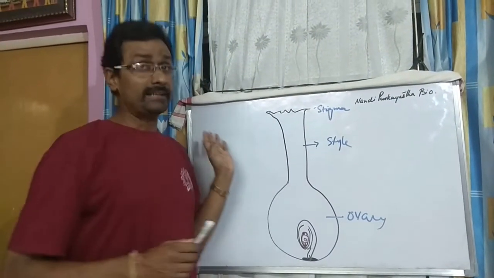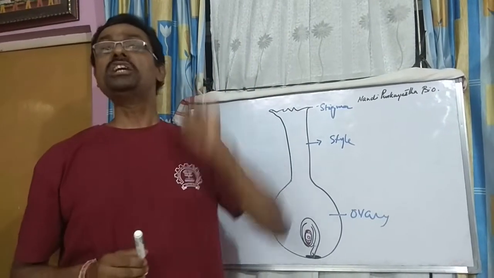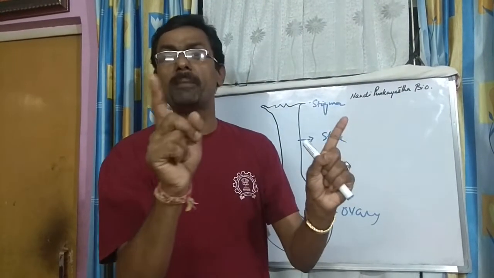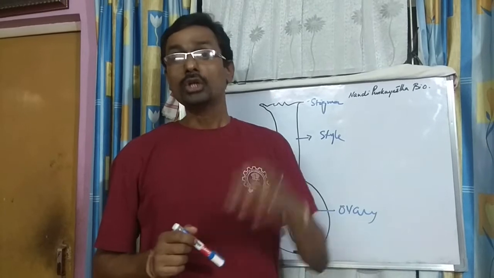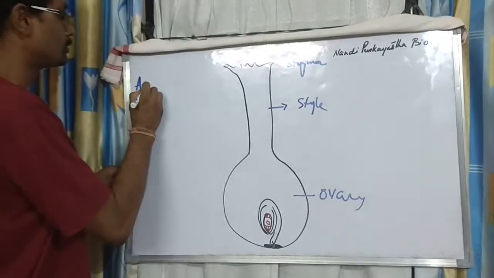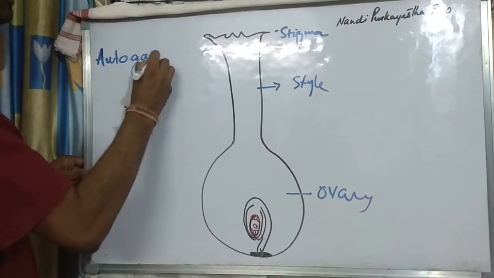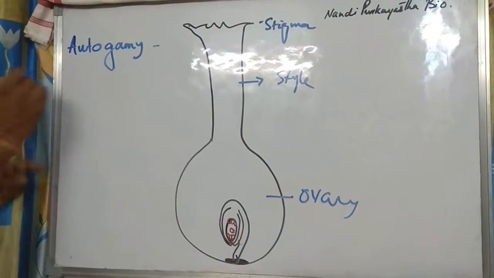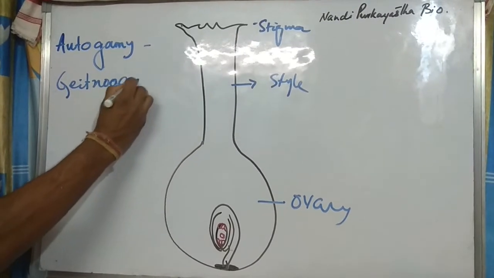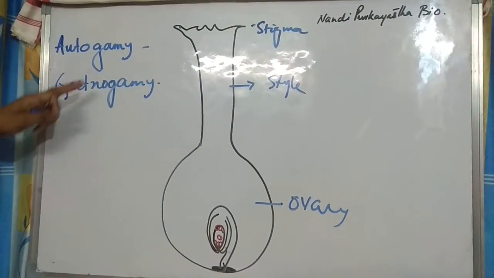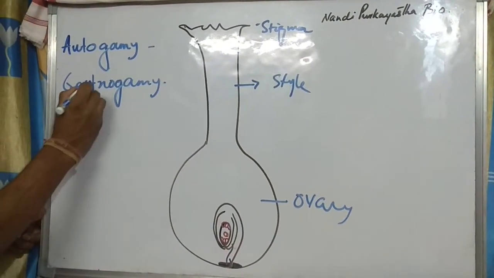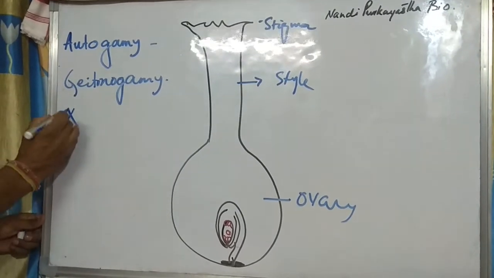Now, there is another word coming to that: pollination. What is pollination? Transfer of pollen grain from the anther to the stigma is called pollination. So based on that, we find 3 different types of pollination. One is called autogamy, then geitonogamy, then xenogamy.